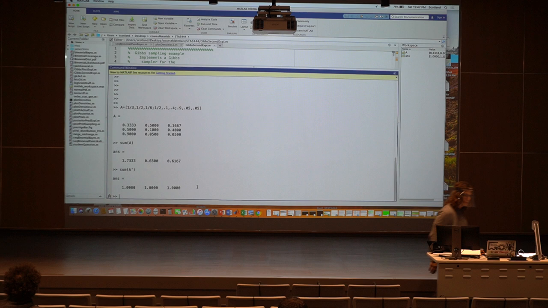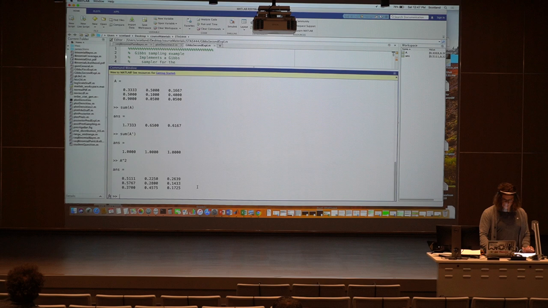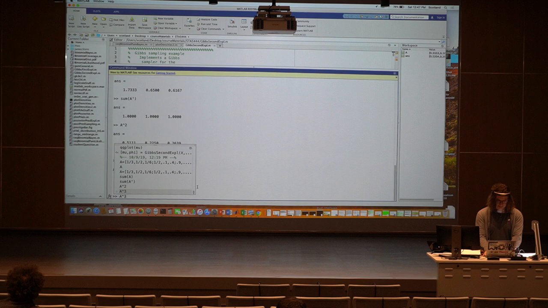Let's just look at A squared. So that's my two-step transition probability. They've changed. A3, A4.